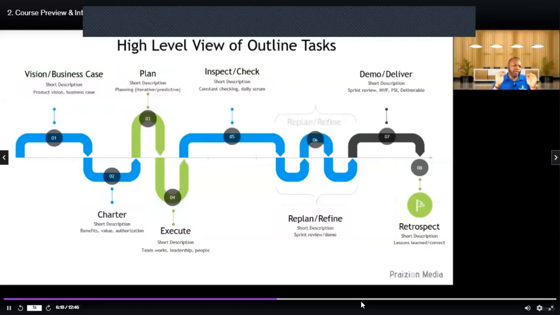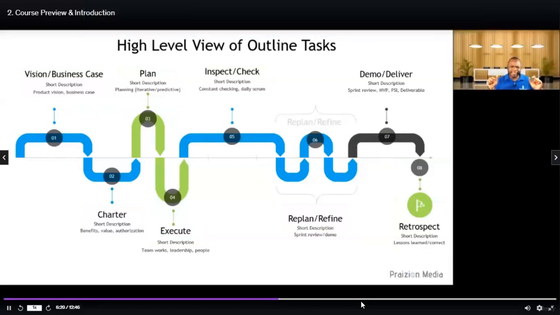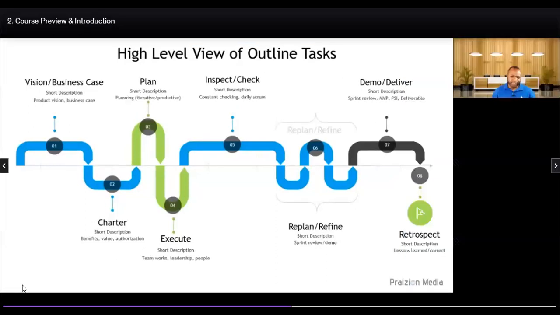So if you really want to be in the hybrid mindset, which is I can use anything to do what I need to do, at a high level, this is what you need to do on any project: vision, charter, plan, execute, inspect, adapt, replan, refine, demo, deliver, and retrospect. On any project, this is what you have to do. And you can do that across any project.